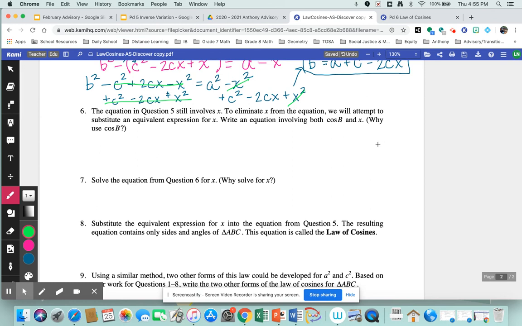Okay, so we're going to write cosine of b. Remember, cosine is adjacent over hypotenuse. So the adjacent side was x, and the hypotenuse side was a. So cosine of b is x over a.